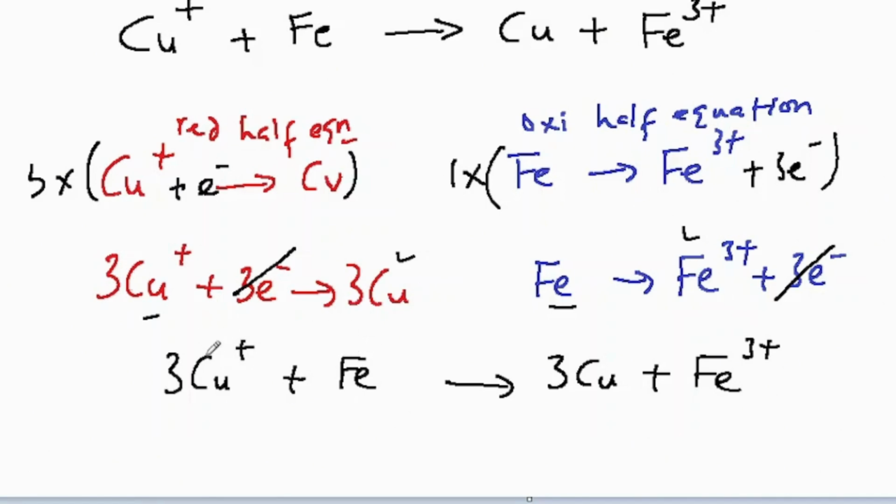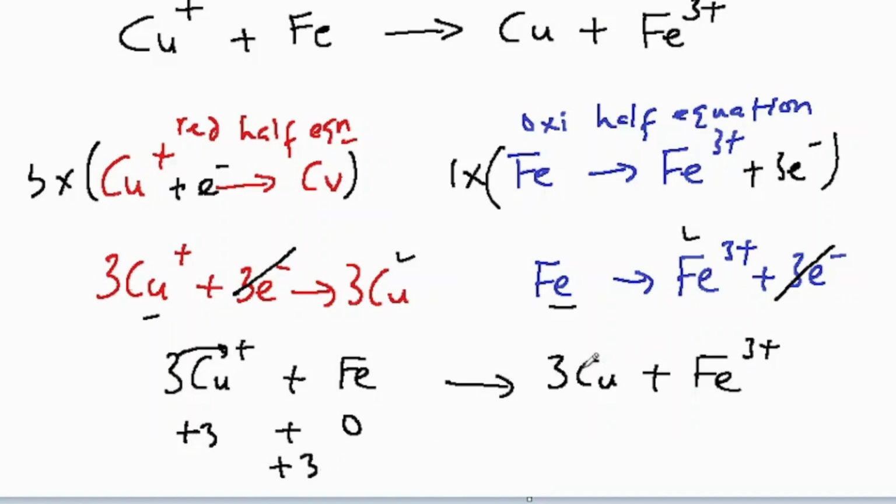Let's confirm if it is balanced. We have three copper ions here, and we have three copper atoms, so our copper is balanced. And what about iron? We have one iron atom here, and we have one iron, Fe3+, here. So our iron is also balanced. So we can consider the charge balancing too. The charge on Cu+ here is going to be plus 3, because the charge on Cu+ is plus 1, but we have it in three places. So this 3 is going to multiply this plus 1, which will give us plus 3. The charge on iron is 0.